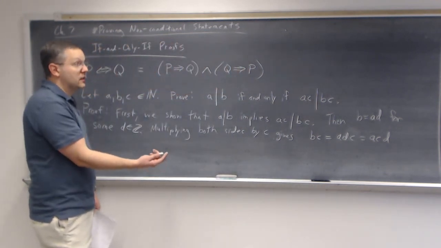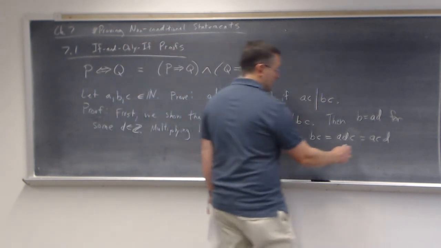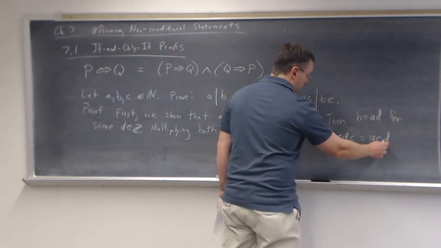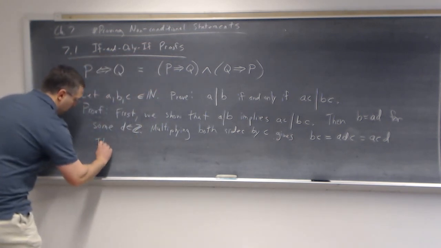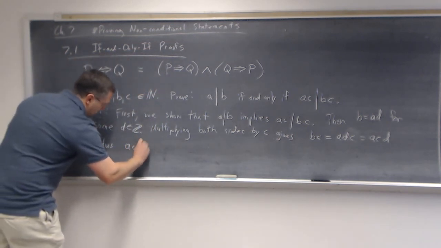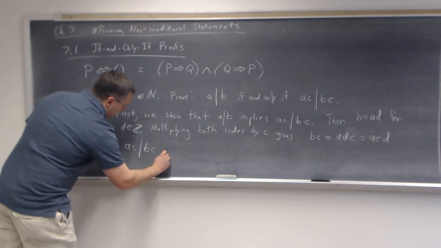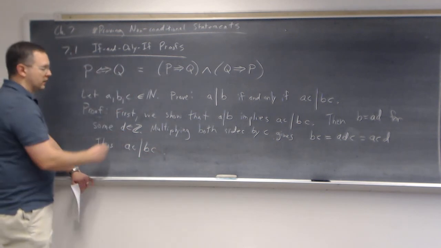But that shows that AC divides BC, right? Because BC is an integer multiple of AC. So I could just say, thus AC divides BC. I've already said D is an integer, so I don't need to say it again.